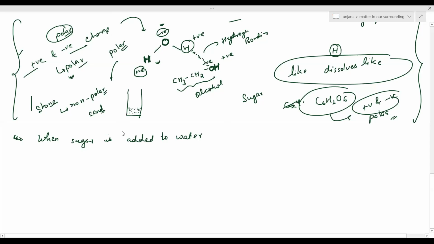Okay, so when sugar is added to water and stirred, it dissolves quickly. Full stop. The sugar seems to disappear.